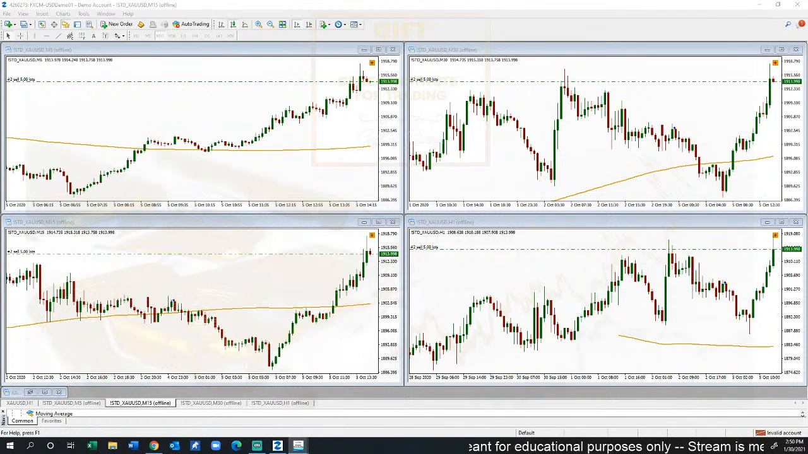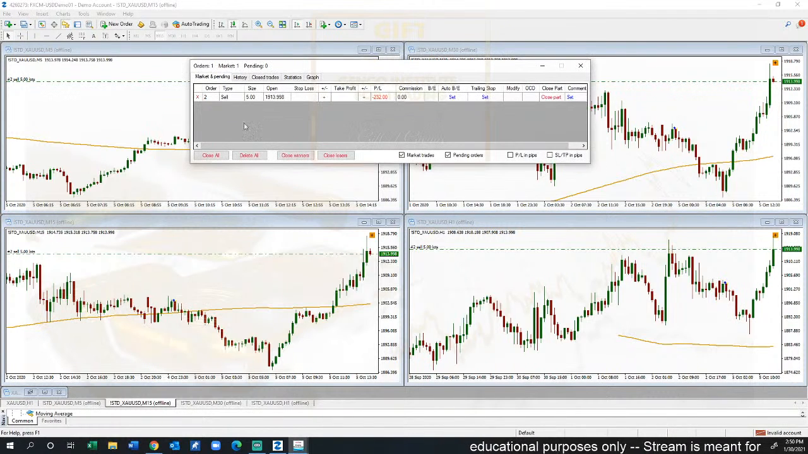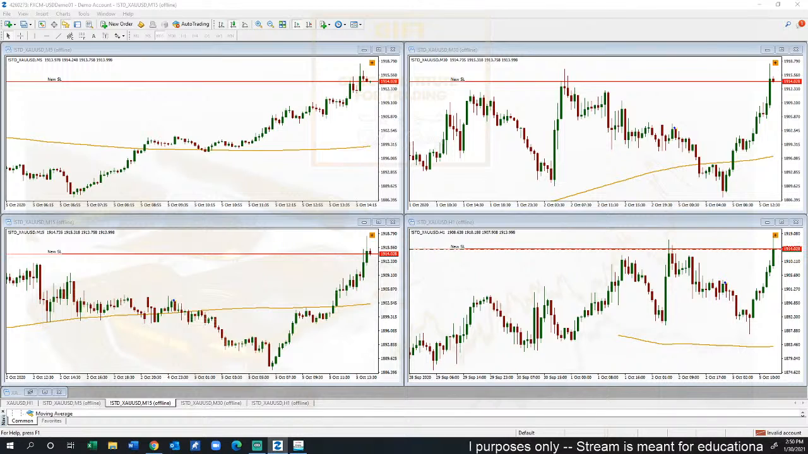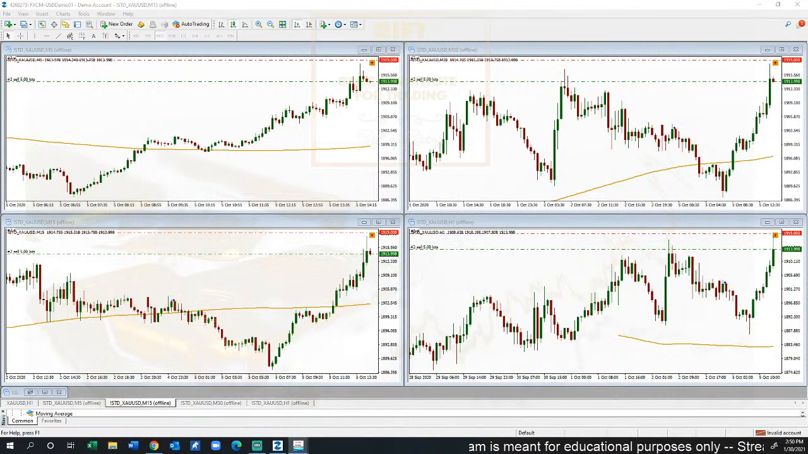The stop loss for this, you can adjust it in your trading area there. You just go stop loss, adjust it to price, and that price is going to be, I think, 1919. So I adjusted that stop loss to above there.